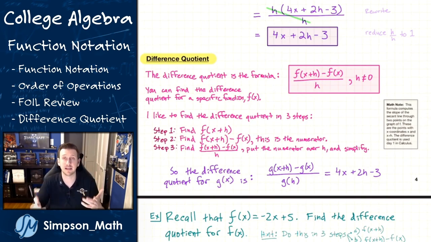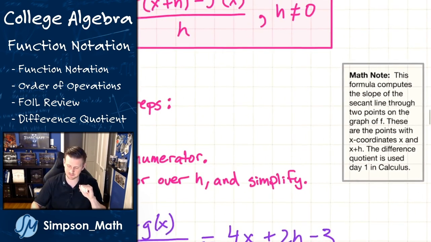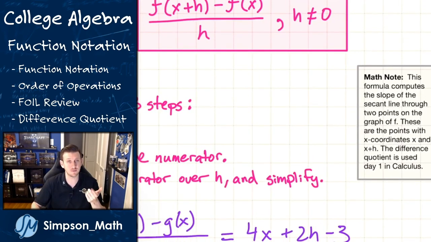Now, this is basically the extreme of function notation. This is just a cool application that you, with the knowledge of function notation, are able to do and able to comprehend. Just a little bit of a math note about the difference quotient. The formula computes the slope of the secant line through two points on a graph of f. These are points with x coordinates x and x plus h. So the difference quotient is used day one in calculus. You're like, well, I'm not in calculus right now. No, but some of you might be.